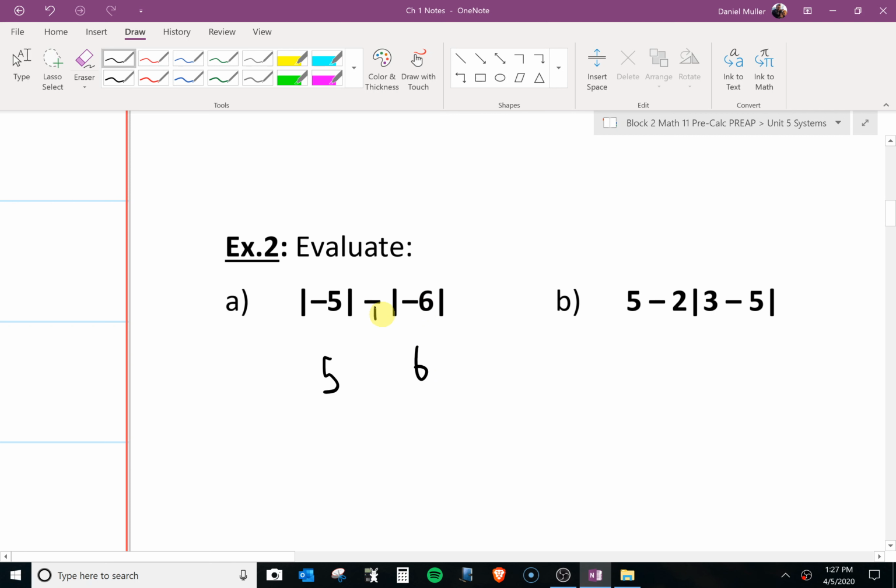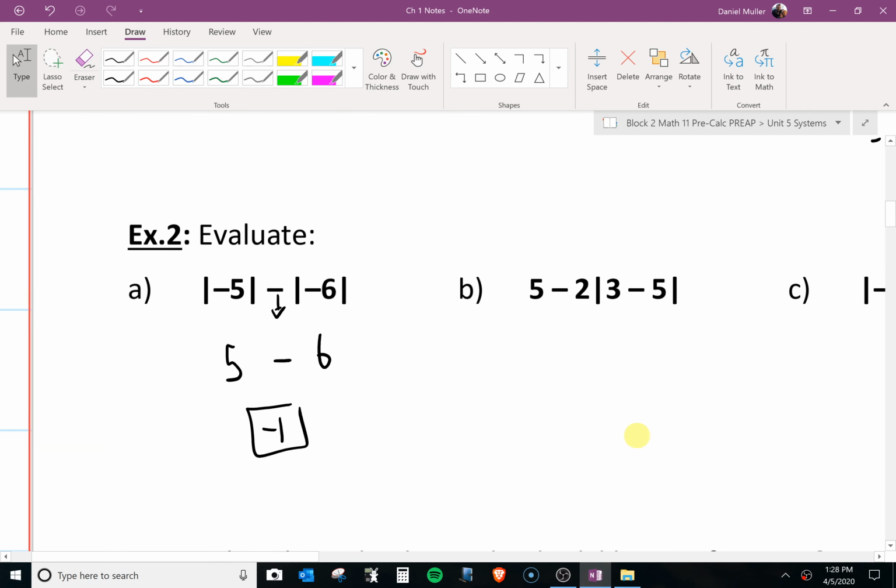And then it looks like there's a subtraction symbol that needs to come down. Then we have 5 minus 6. 5 minus 6 is negative 1. And that's that. We keep it as negative 1 because we did the absolute value of negative 5 first, positive 5, then we did the absolute value of negative 6, positive 6, and then we just subtracted the 2.